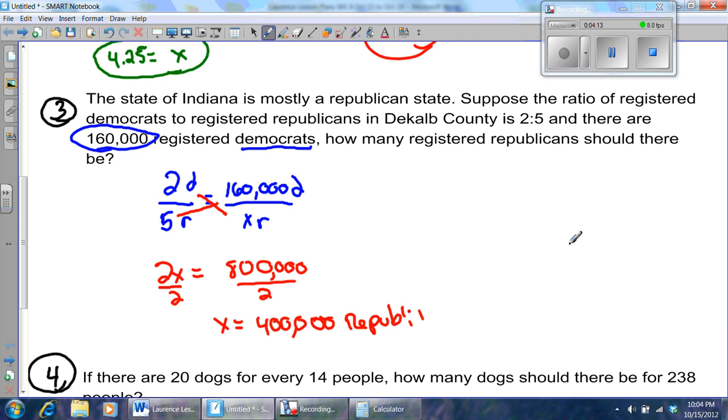Something is going wrong with my pen. There we go.